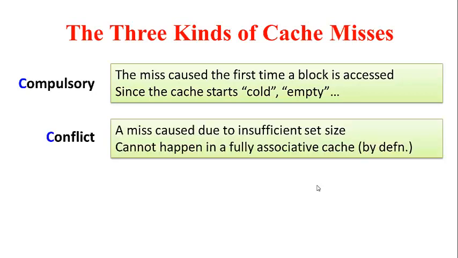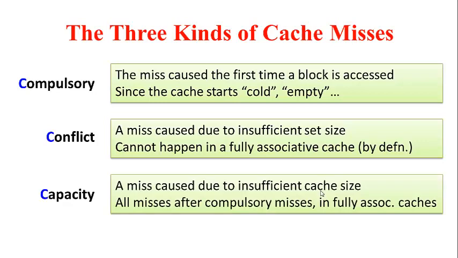The second kind of miss is called a conflict miss. This is a miss caused due to insufficient set size. That is, the set of blocks becomes full and due to this reason, one block gets kicked out, after which it is accessed. And when that block which got kicked out is accessed, that miss is known as a conflict miss. And by definition, we say that there cannot be any conflict miss in a fully associative cache because the set size is already as big as possible. That is the entire cache itself.